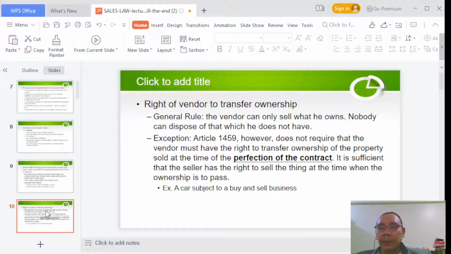Basta ang importante, he must have the right to transfer ownership at the time of the perfection of the contract. Okay? So, nandito tayo sa Article 1459. Teka ha, ito double check ko yan. Saka lang sigurado tayo. 1459.